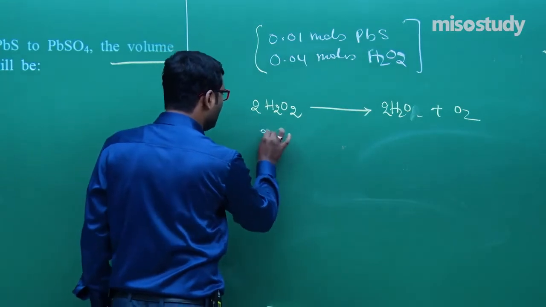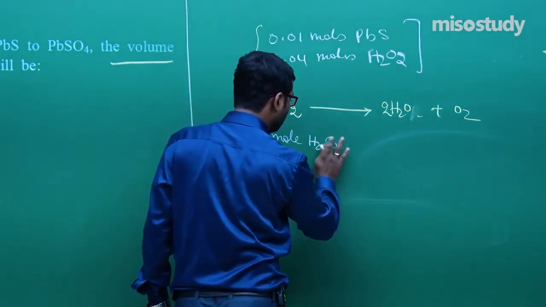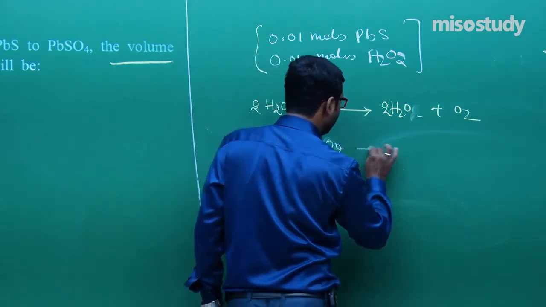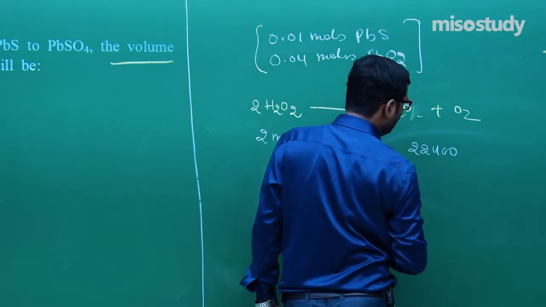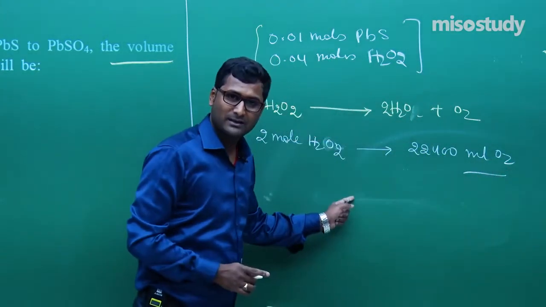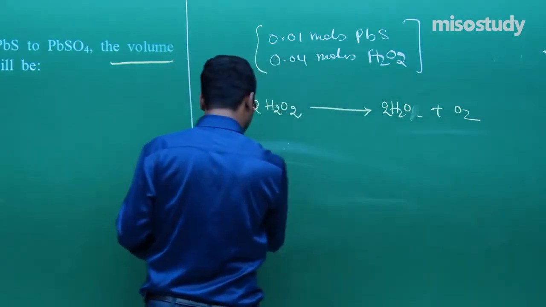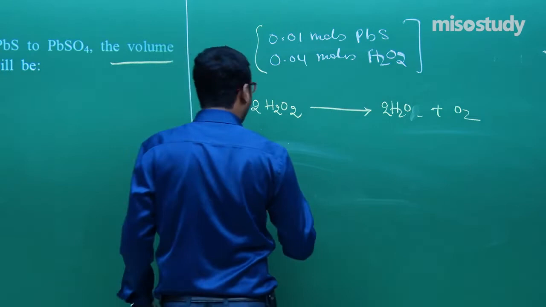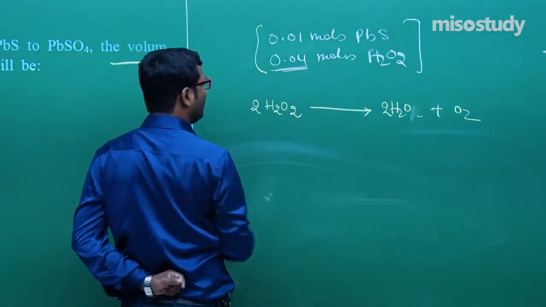As we know, 2 moles of H2O2 gives you 22400 ml O2. Do you remember this? Now it's very simple, now you can easily solve. Look here, 10 volume, and here is 0.04 mole.